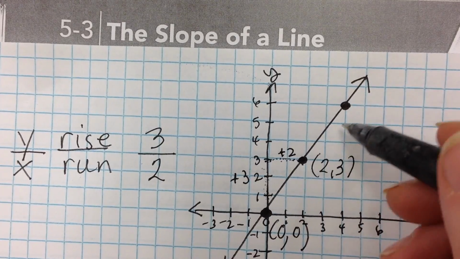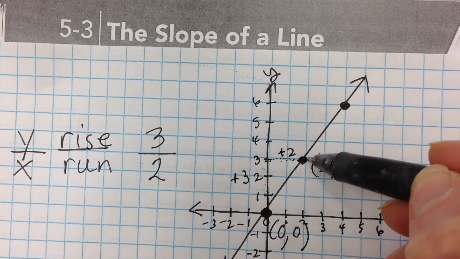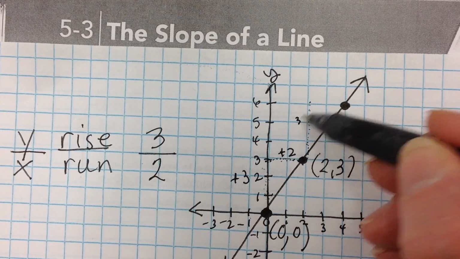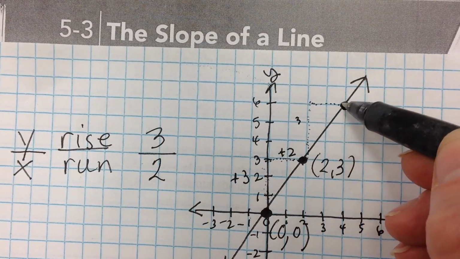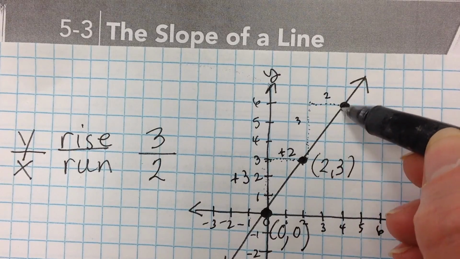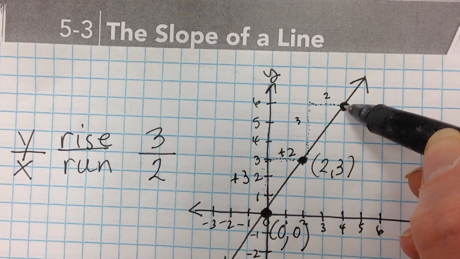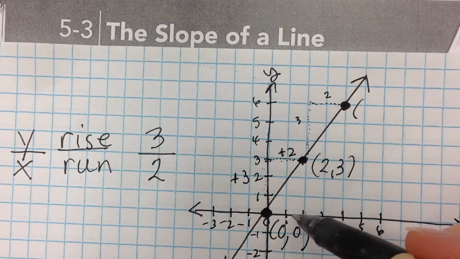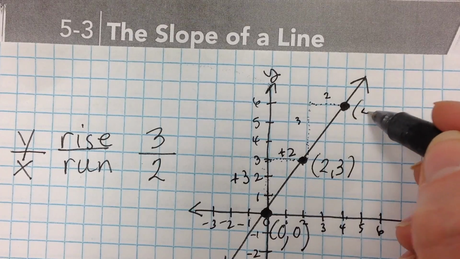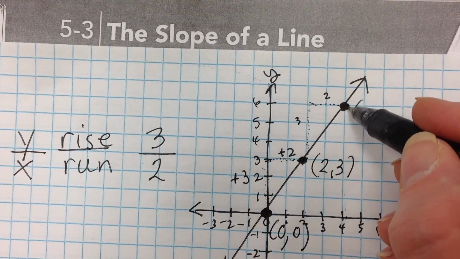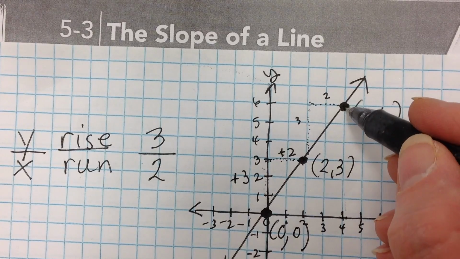Now let's do that again. I need to rise 3, 1, 2, 3, and I had to run positive 2. I did rise and run, and I found another point on my line. So the name of this point would be out on the x, 1, 2, 3, 4. My x is 4, up 1, 2, 3, 4, 5, 6. So the name of that point is 4, 6.